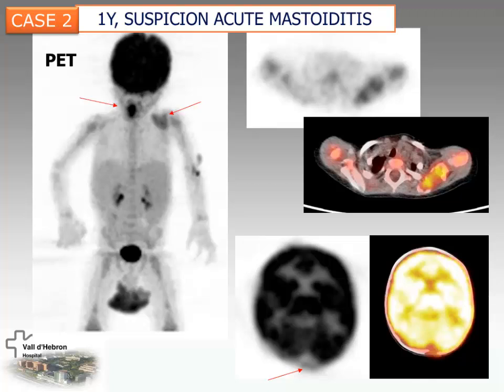We perform a PET with FDG. How many lesions can you see here? This is the lesion in the scapula, okay? And this, what is this? This is a lytic lesion on the skull. That means? Could be histiocytosis? Yes. Langerhans cell histiocytosis, okay?